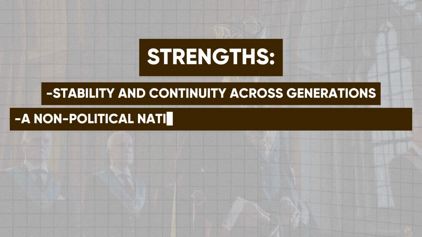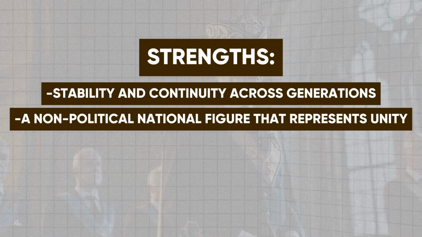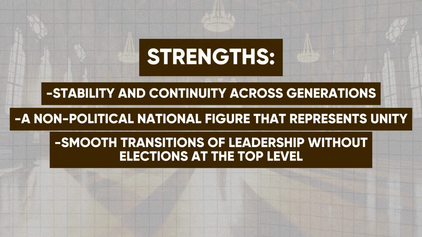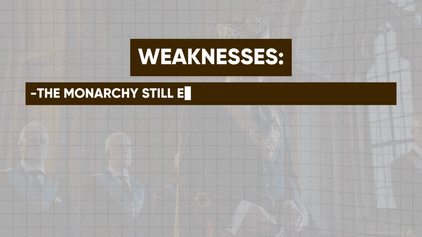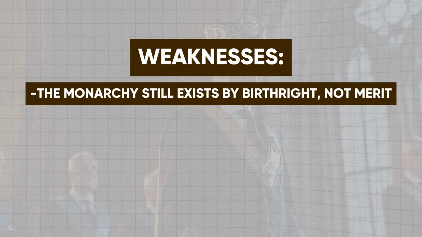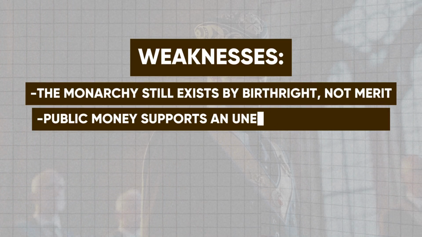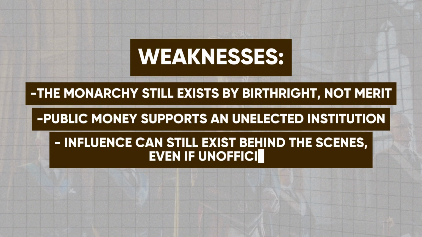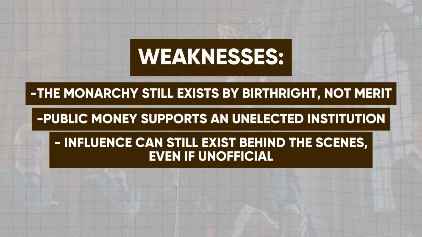A non-political national figure that represents unity. Smooth transitions of leadership without elections at the top level. Weaknesses: the monarchy still exists by birthright, not merit. Public money supports an unelected institution. Influence can still exist behind the scenes, even if unofficial.